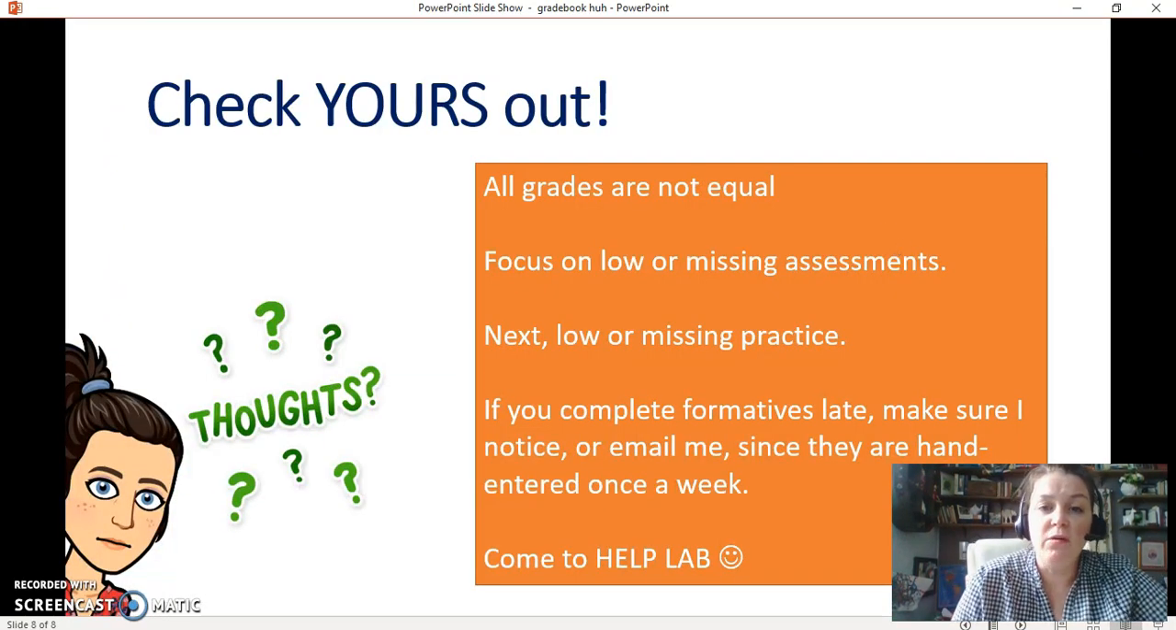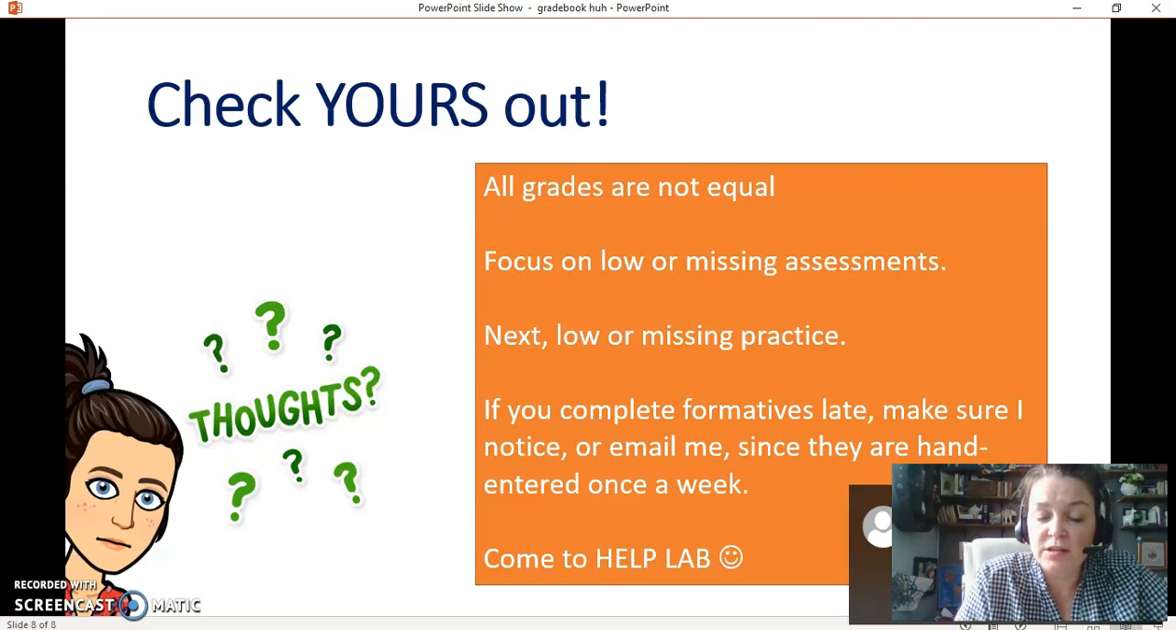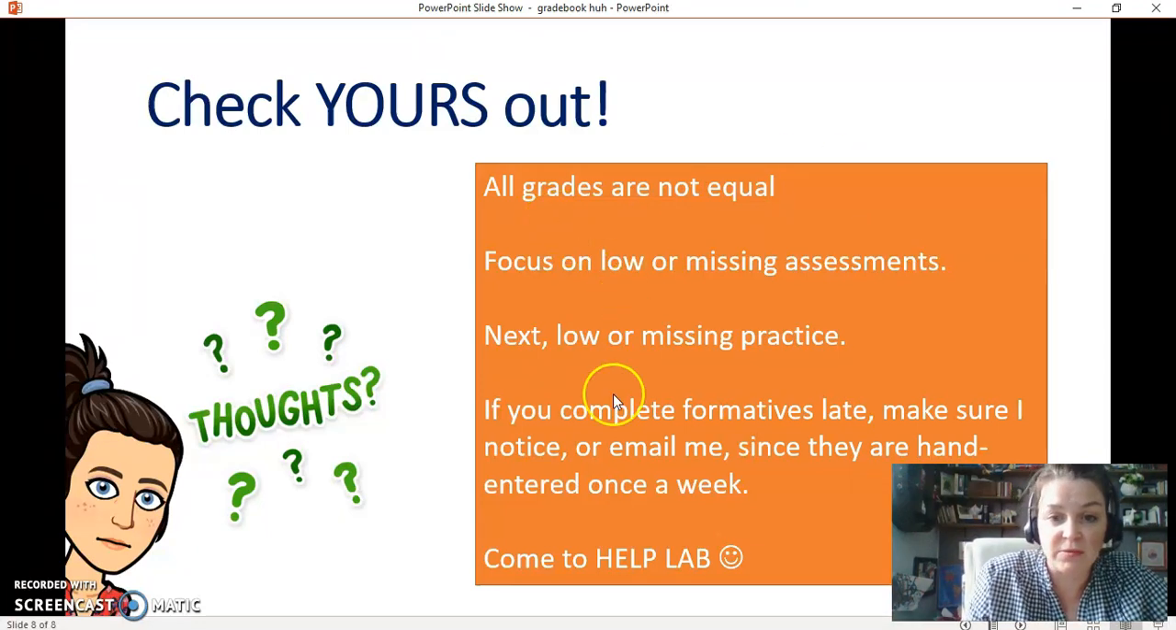So just a reminder, check yours out. All grades are not equal. Focus on those low or missing assessments. Assessments are the most important. Next on the list of importance, low or missing practice grades. Anytime there's something missing, it's just going to hurt, right? If you've completed a formative late in USA Test Prep, you should make sure to notify me by email since those are hand entered once a week. And it is entirely possible that I could miss that if you get it in late.